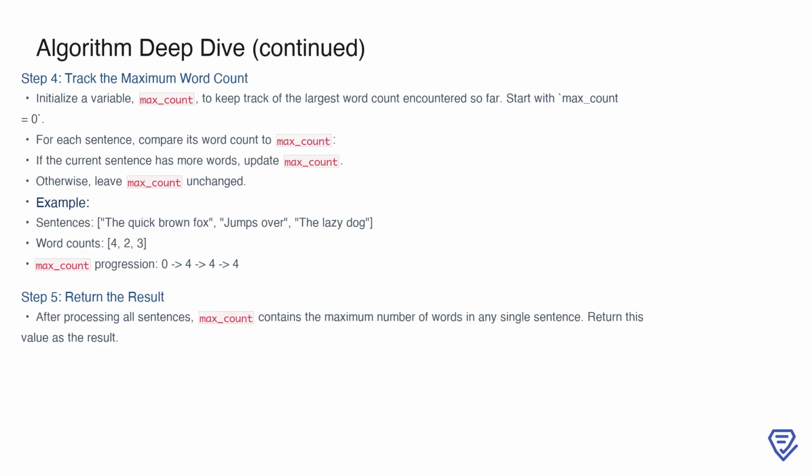For instance, if we have sentences like "the quick brown fox jumps over" and "the lazy dog," the word counts are 4, 2, and 3, respectively. As we iterate through these sentences, max_count progresses from 0 to 4, and then stays at 4 for the remaining sentences. Once we've processed all sentences, max_count will hold the maximum word count, which is the result we return.